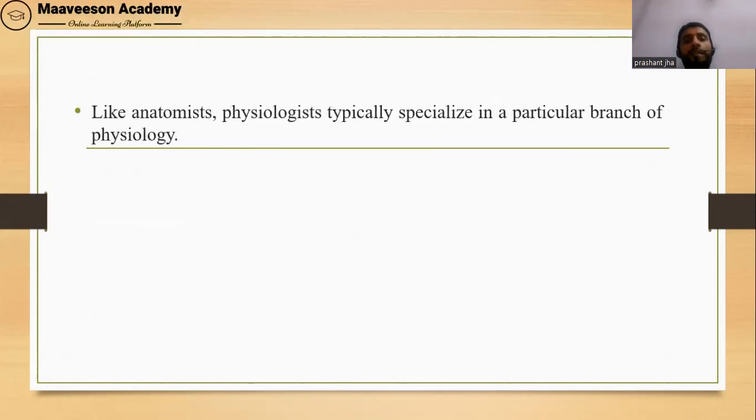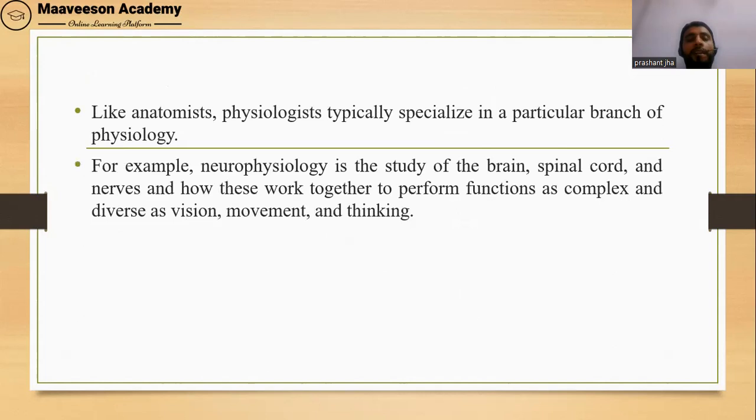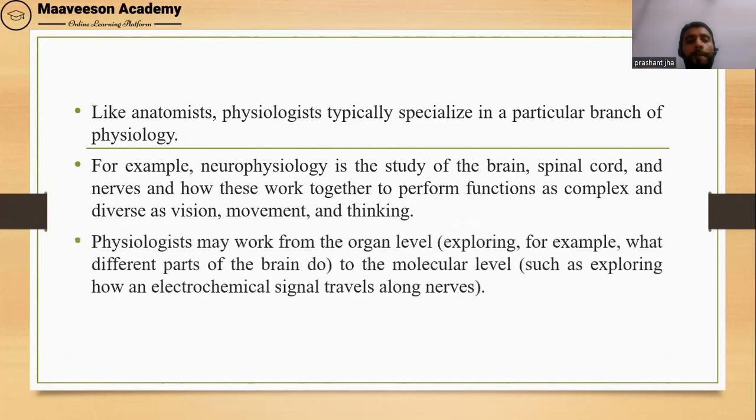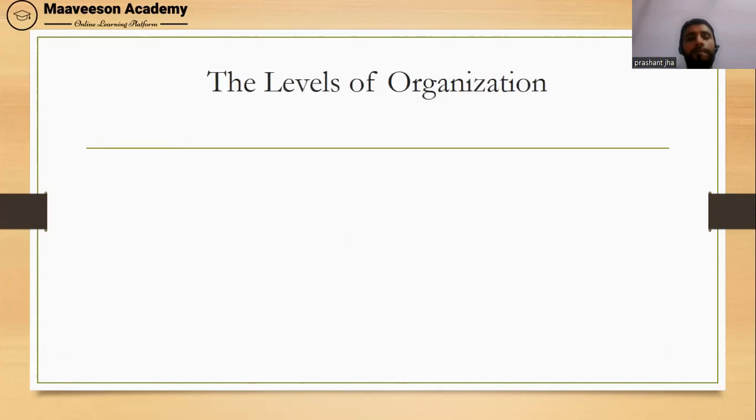Like anatomists, physiologists typically specialize in a particular branch of physiology. For example, neurophysiology is the study of the brain, spinal cord, and nervous system and how these work together to perform functions as complex and diverse as vision, movement, and thinking. Physiologists may work from the organ level to the molecular level.